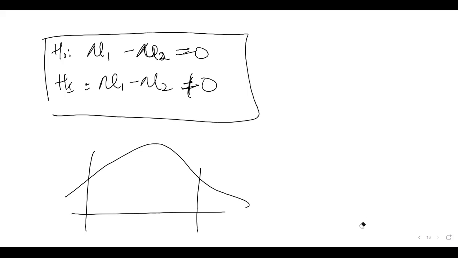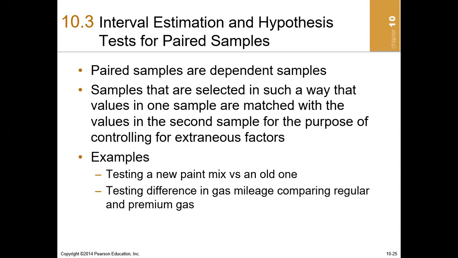Now, in this video, I'm going to teach on paired samples. Paired samples are treated in a way different from independent samples. Paired samples are samples that are selected in a way that one sample is matched with the values of the second sample for the purpose of controlling for extraneous factors.